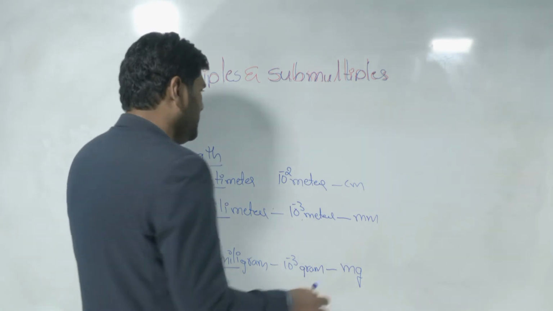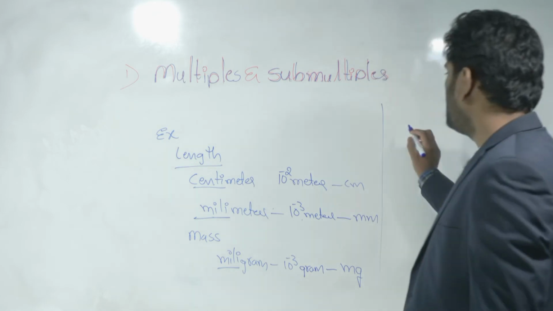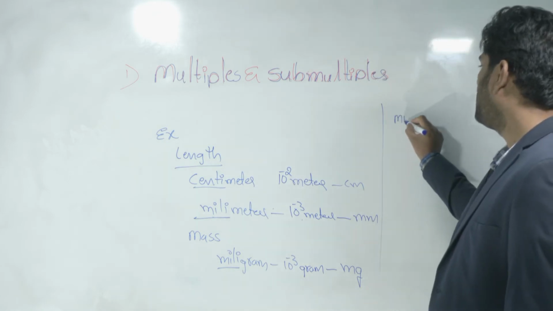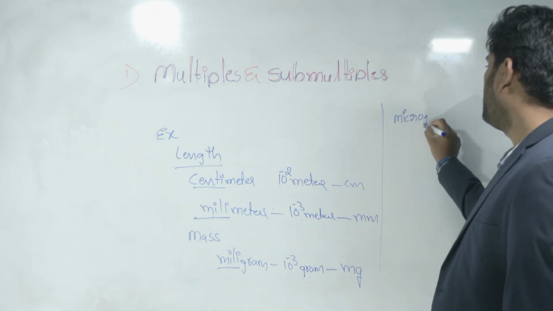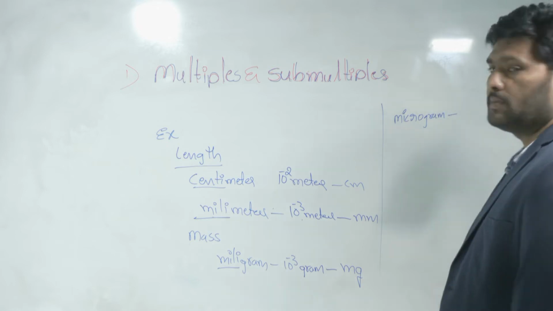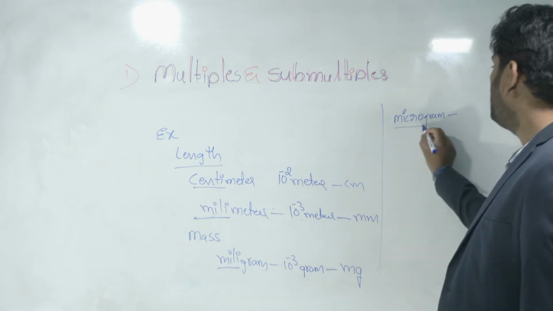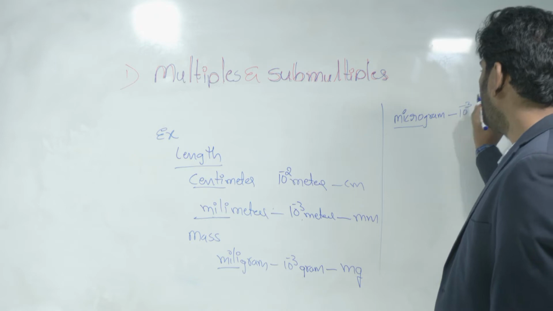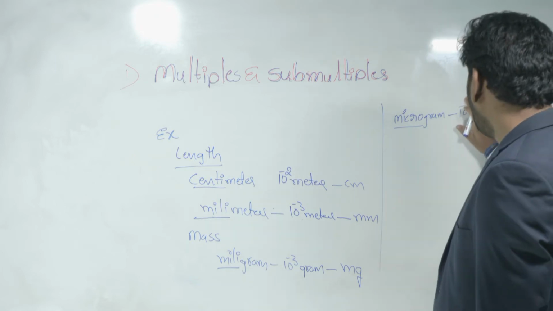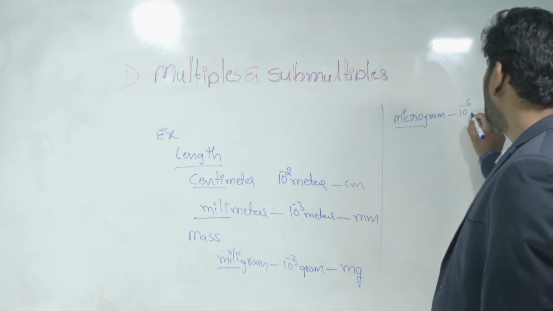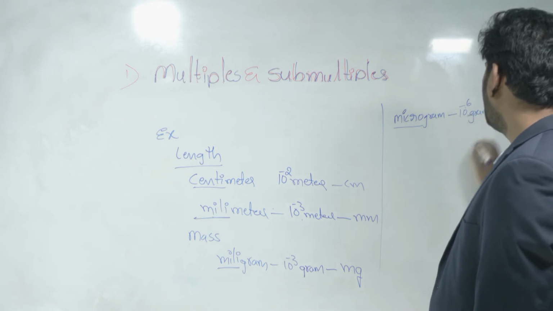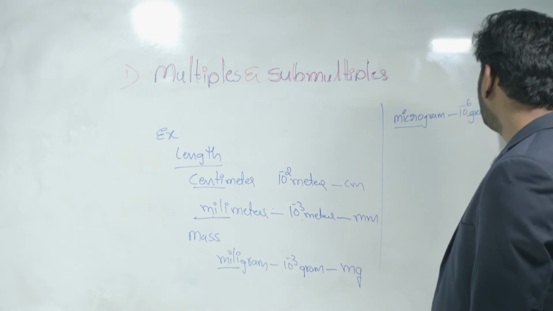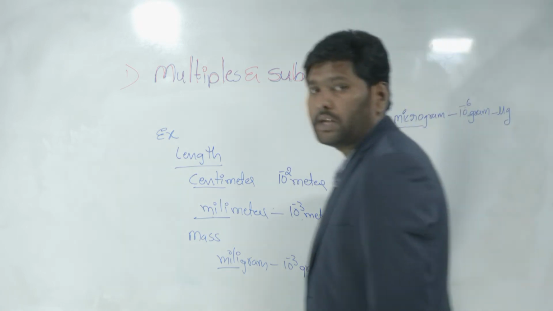In a similar way, you will observe some other thing, microgram. So this microgram means micro is standing for 10 power minus 6 grams. This symbol is mu g. This symbol is what? Mu g.